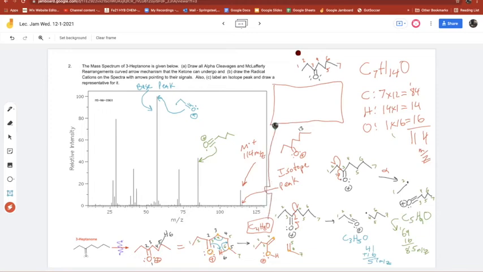12 times 4 is 48 plus 8 hydrogens. That's 56. And then 56 plus 16, that's 72. Do we have some at 72? We sure do. Look at that. It's a nice one. 72. Yeah, there it is. So our McLafferty rearrangement product is right here. Some nice ones, huh?